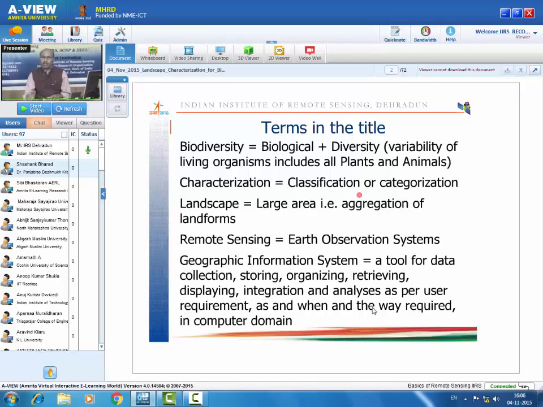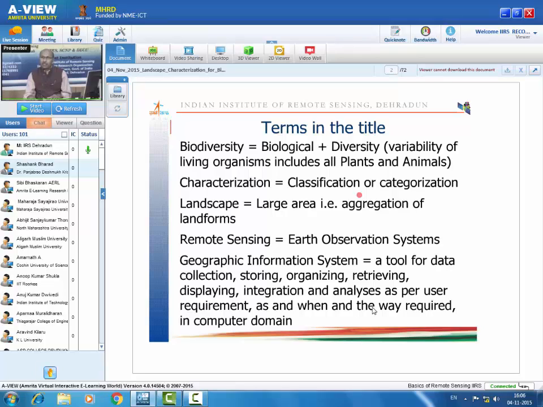I hope by this time you know what remote sensing is. We are talking about Earth observation systems. I will not go into detail because you have already had preliminary lessons on this. But yes, remote sensing provides a very synoptic coverage of forest areas or biodiversity areas where the biodiversity actually lives. So that is a very important component.